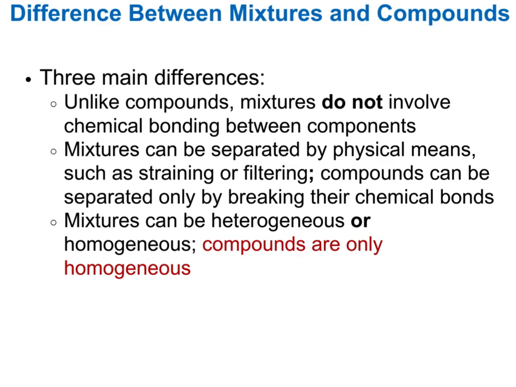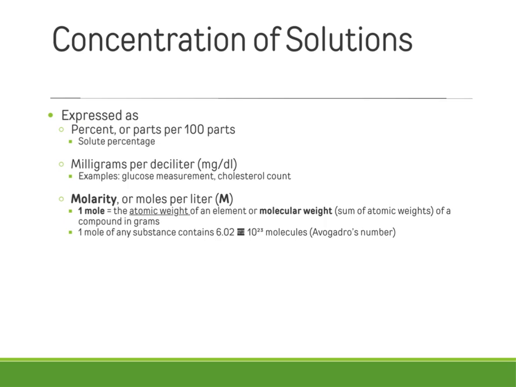So there's three main differences between mixtures and compounds. Mixtures do not involve chemical bonding, but compounds do. Mixtures can be separated by physical means, but compounds cannot. And mixtures can be heterogeneous or homogeneous, whereas compounds are only homogeneous.